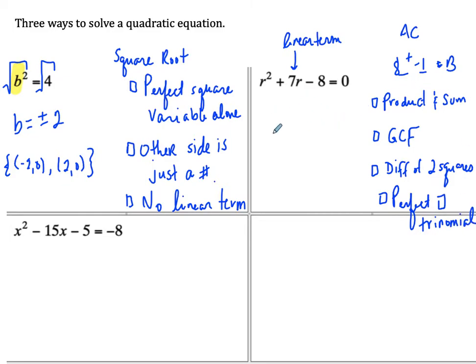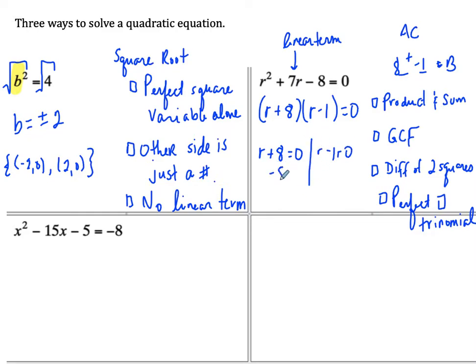Okay. So here I can factor them into 8 and 1 because a is equal to 1. It's just going to be r times r, and I've got positive 8 for one of the factors and negative 1 for the other one. And so I can split that. So r plus 8 is equal to 0, r minus 1 is equal to 0.